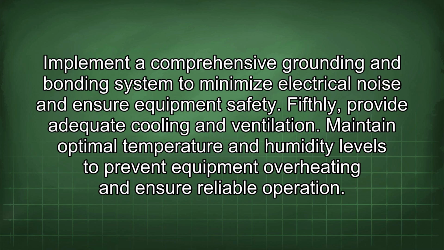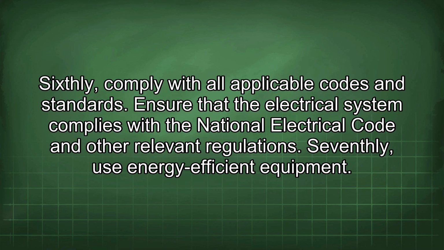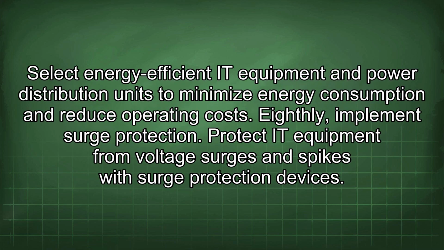Fifthly, provide adequate cooling and ventilation. Maintain optimal temperature and humidity levels to prevent equipment overheating and ensure reliable operation. Sixthly, comply with all applicable codes and standards. Ensure that the electrical system complies with the National Electrical Code and other relevant regulations. Seventhly, use energy-efficient equipment. Select energy-efficient IT equipment and power distribution units to minimize energy consumption and reduce operating costs.